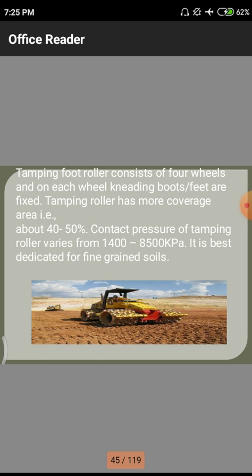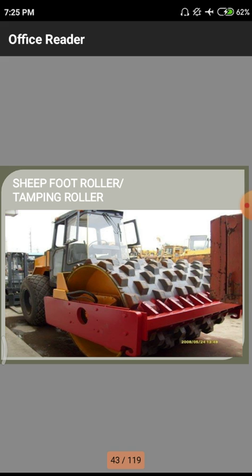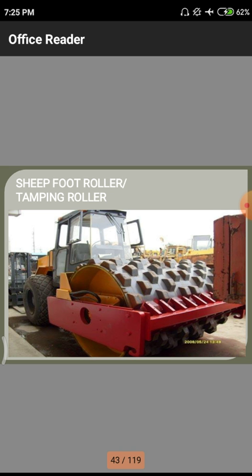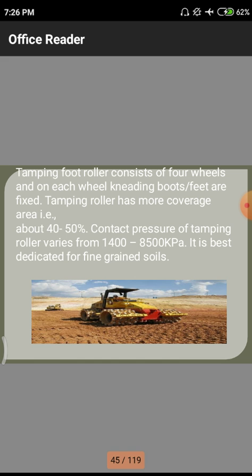This is the typical diagram while the vehicle is moving on particular clay soils. What are the irregular phases we have to observe? The tamping foot roller consists of 4 wheels, and on each wheel boot feet are affixed so that the tamping roller has more coverage area. That means on both sides. Previously we observed one system with only a front wheel having the kneading mechanism, but in this diagram both front and back wheels have sheep foot rollers arranged.